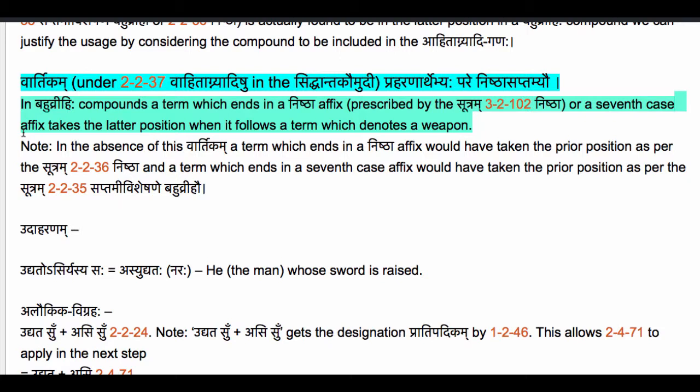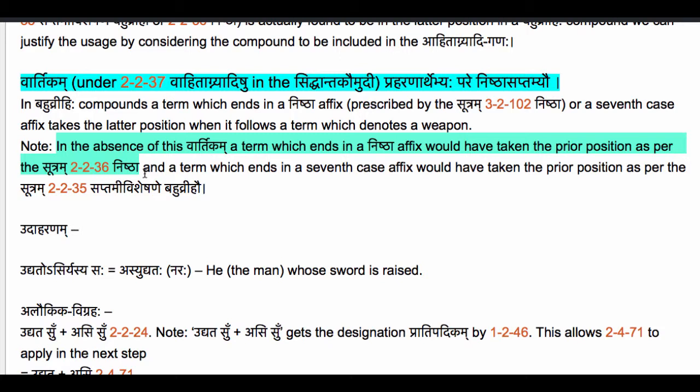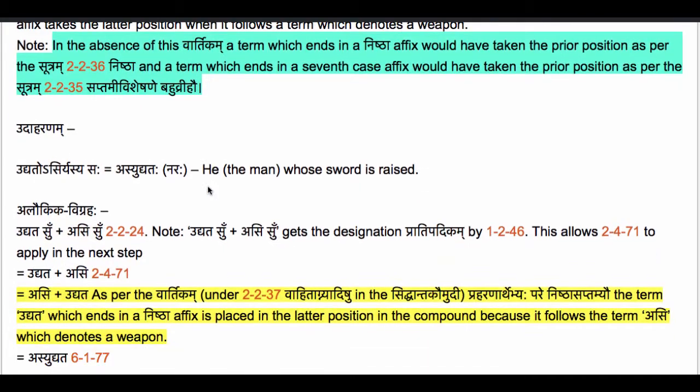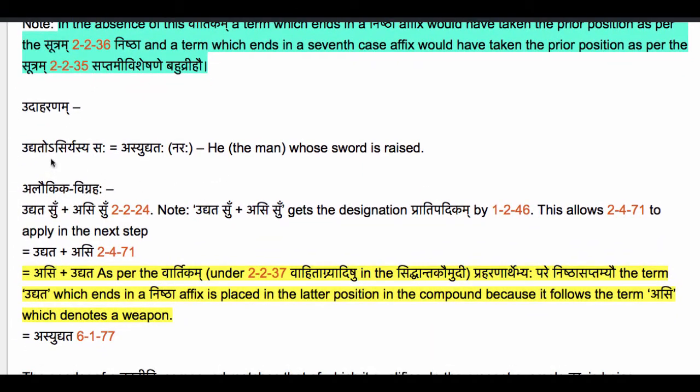1-1-26 Ktaktavatu nishtha, or a seventh case affix, takes the latter position when it follows a term which denotes a weapon. The note here clarifies that in the absence of this vartikam, a term which ends in a nishtha affix would have taken the prior position as per the sutram 2-2-36 nishtha, which we have studied, and a term which ends in a seventh case affix would have taken the prior position as per the sutram 2-2-35 saptami visheshane bahuvrihau, which also we have studied. Let us take an example to see how this vartikam works.